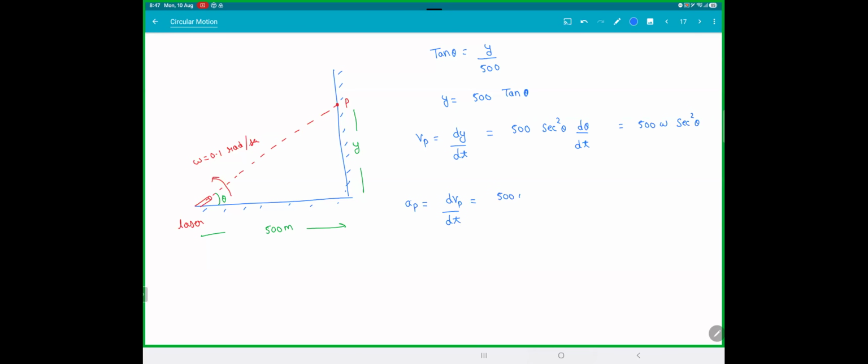500 omega is constant, then you need to differentiate sec square theta. So this is sec theta whole square, chain rule everyone. That's 500 omega, 2 times sec theta. And sec theta's differential is again sec theta tan theta. Then again you have to differentiate d theta by dt. So you have to keep doing it till you get d theta by dt. That's 1000 omega sec square theta tan theta, and d theta by dt is another omega, so omega square.